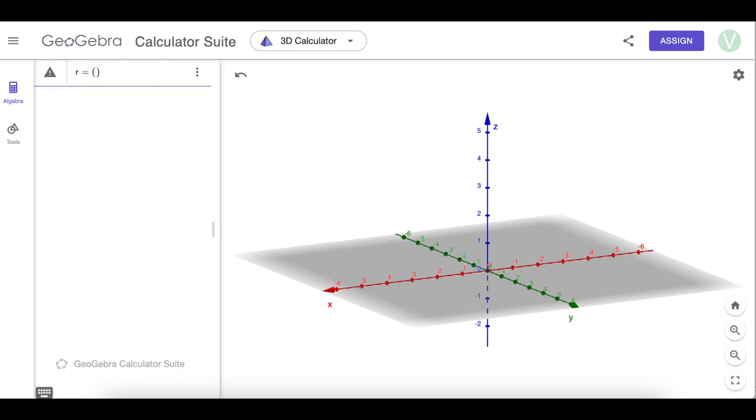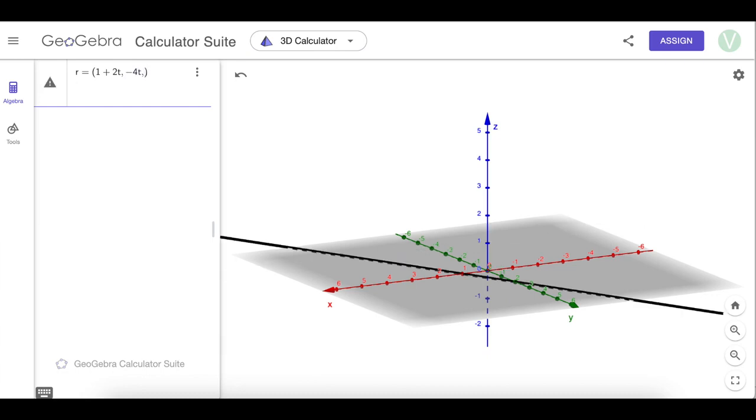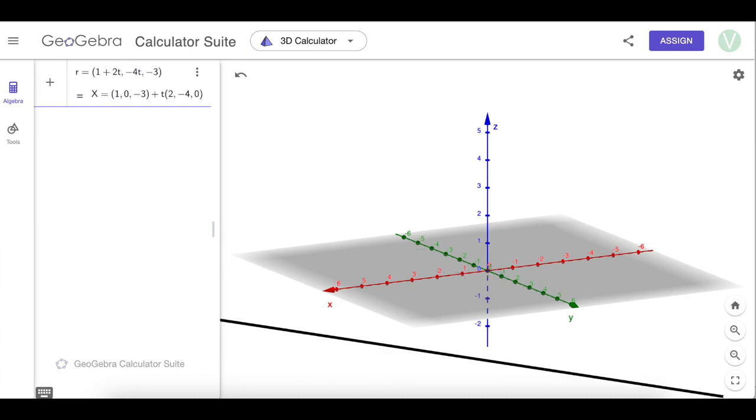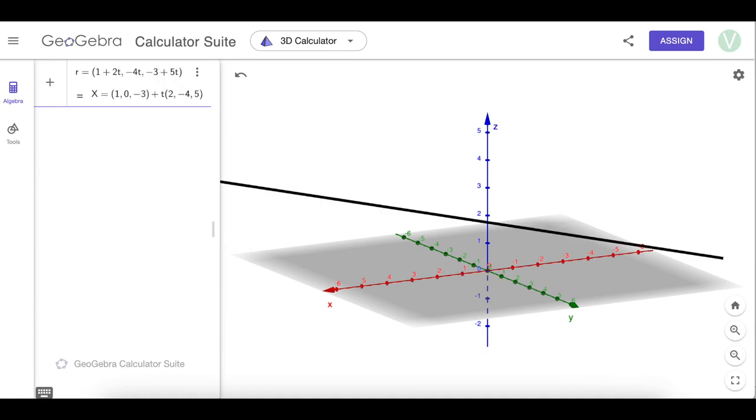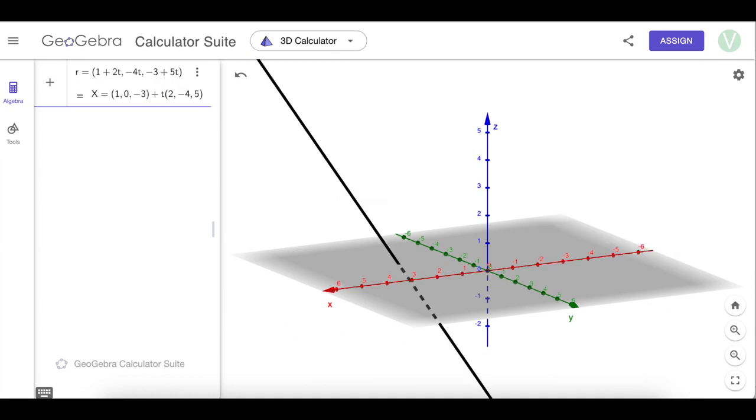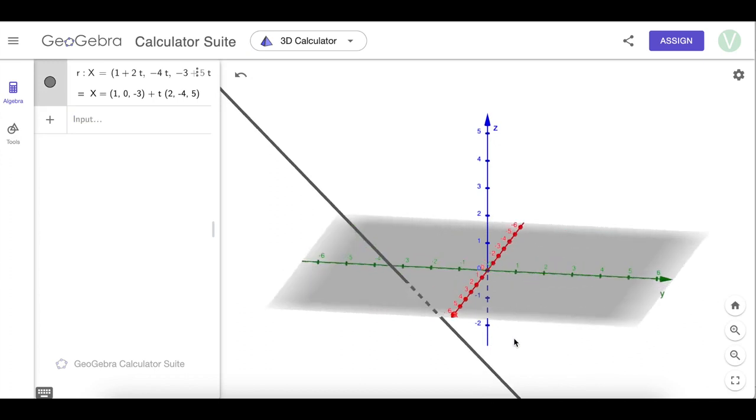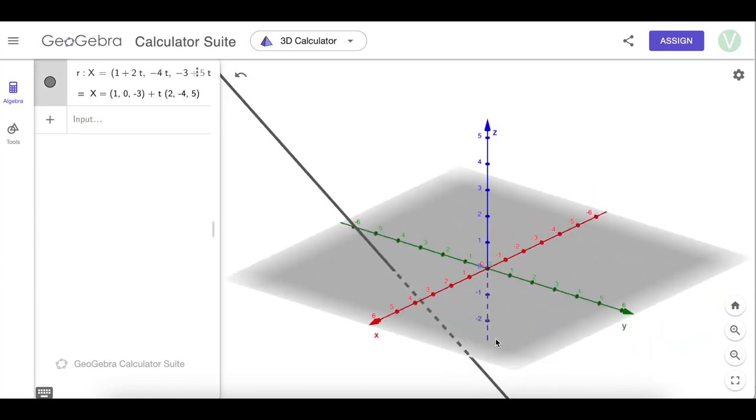And I'm going to input the vector function in my preferred form, which is to have all of the components added together. So 1 plus 2t was the x component of my final vector function. We have minus 4t was the y component, and then minus 3 plus 5t, and then close that parenthesis, and we see that we've got our line in three-dimensional space over here having been graphed in the GeoGebra platform.